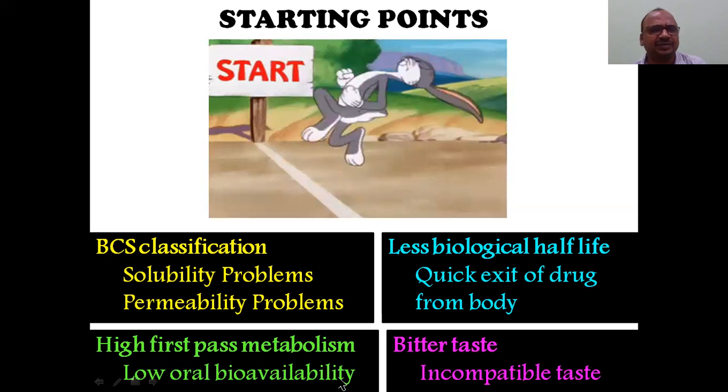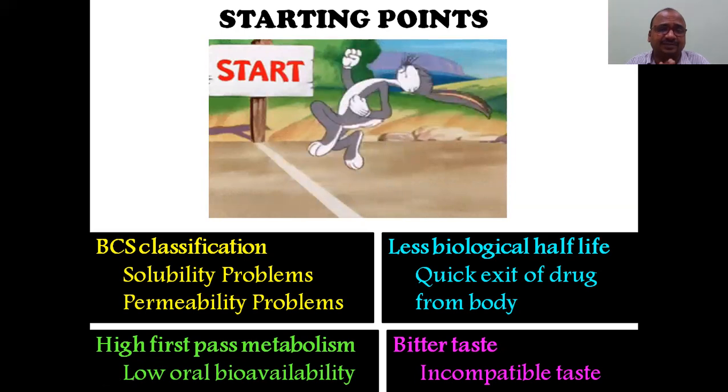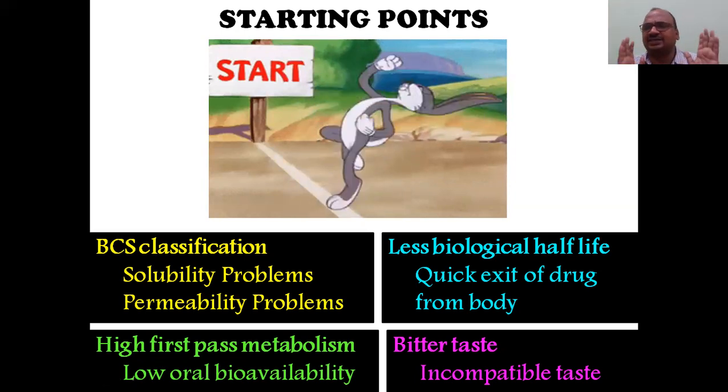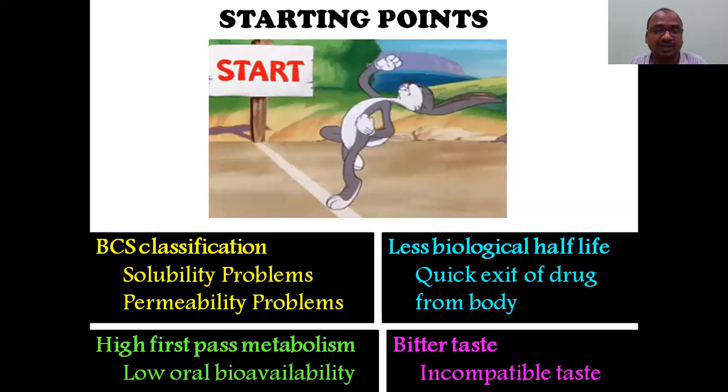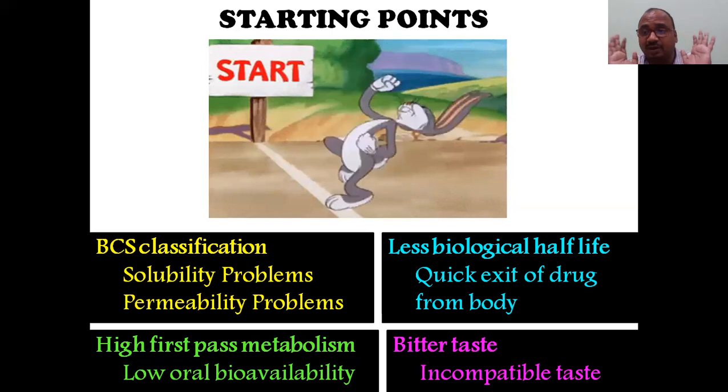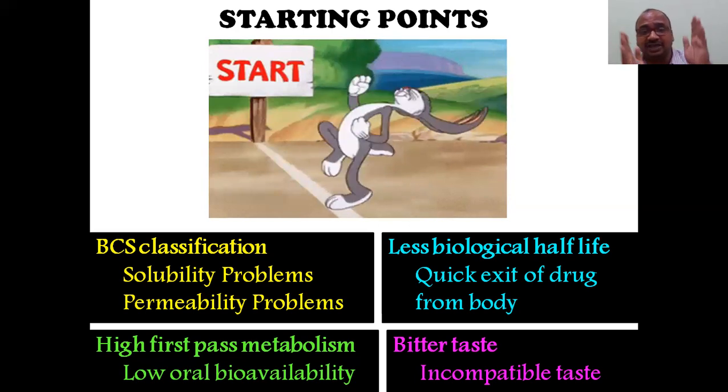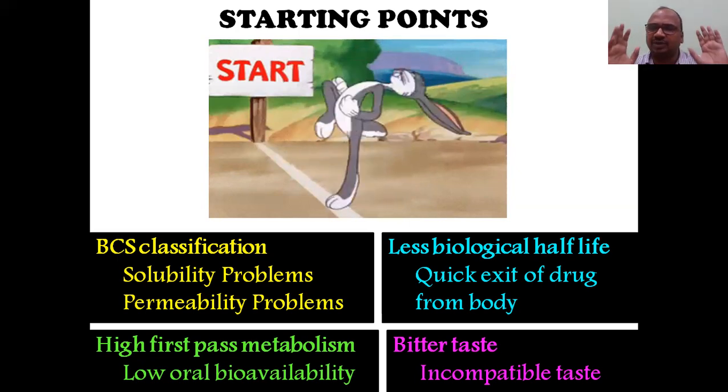First one is the BCS classification. Keep in your mind, BCS classification. In this classification, you can find many drugs having solubility problems, and you can improve the solubility. And permeability problems also. BCS classification describes 2 types of problems: one is solubility problems, the other is permeability problems. Which drug has a solubility problem, which drug has a permeability problem, all that I will give you as a list. Based on that you can start that area. You can improve the solubility, you can improve the permeability.